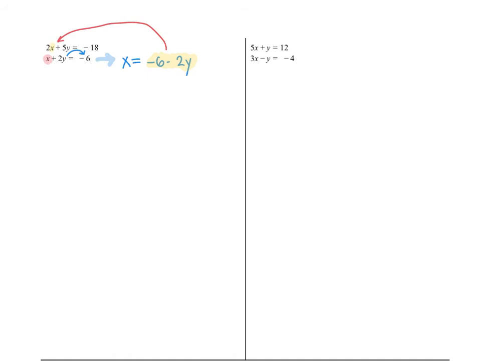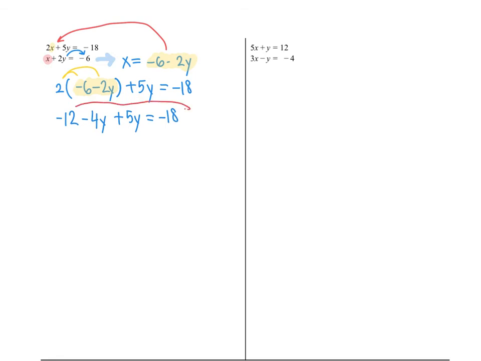So instead of writing 2x, I'm going to write 2 times that expression, and then I'll write the rest, plus 5y equals negative 18. So again, this is from that isolated equation. I have combined or mashed my two equations together. And once you do that substitution, now it's just some solving. So let's distribute the 2 in. 2 times negative 6 is negative 12, and 2 times negative 2y is negative 4y, and then plus 5y equals negative 18.